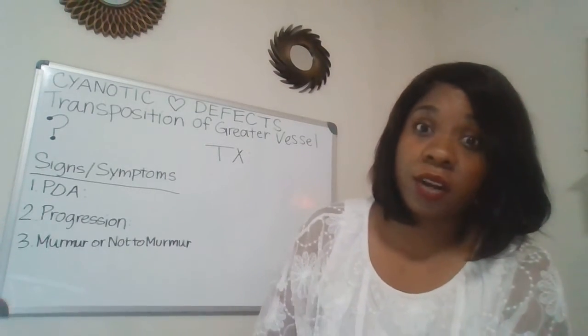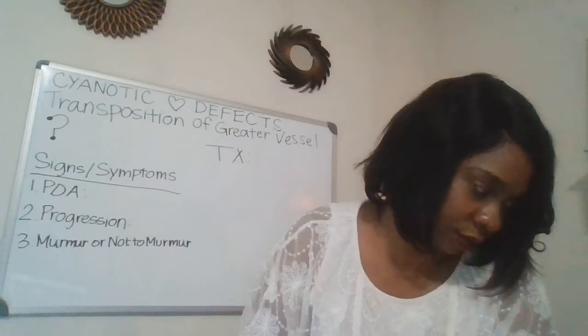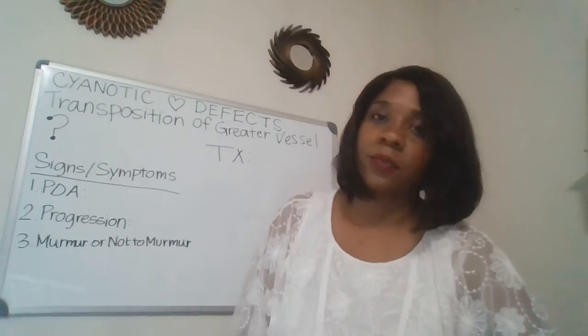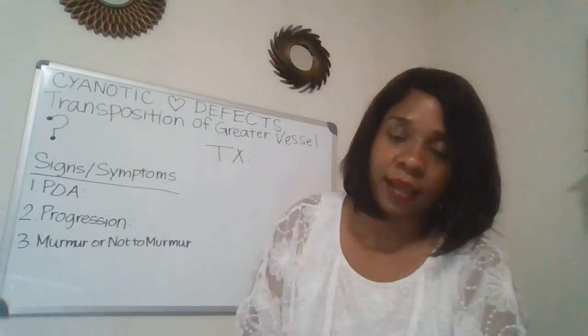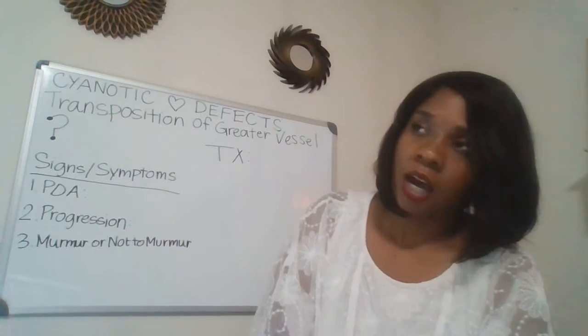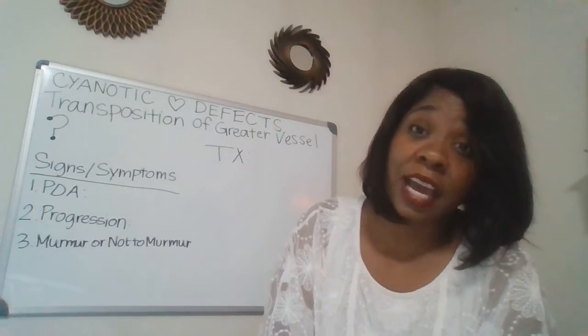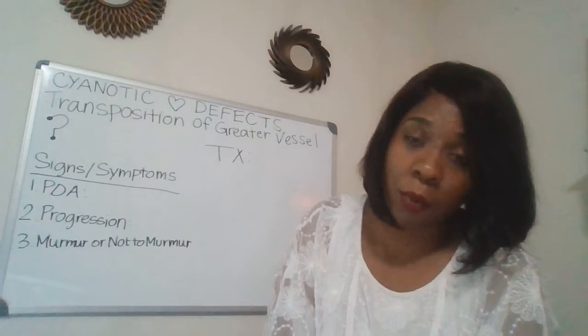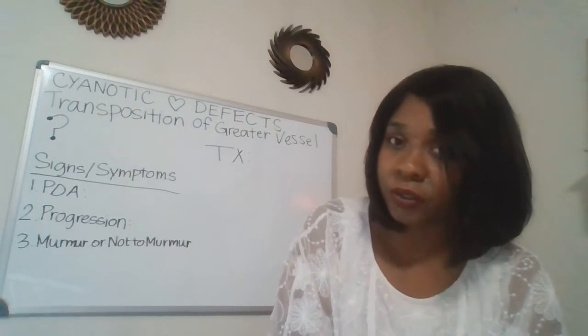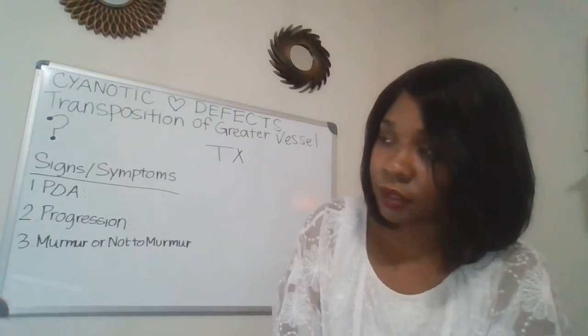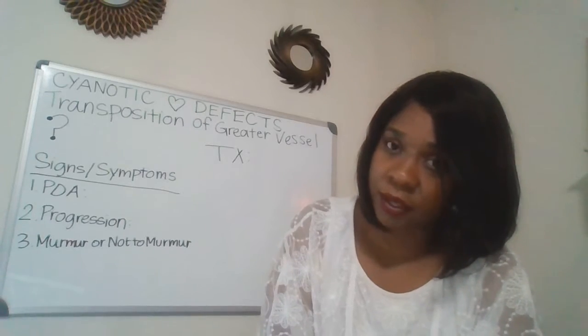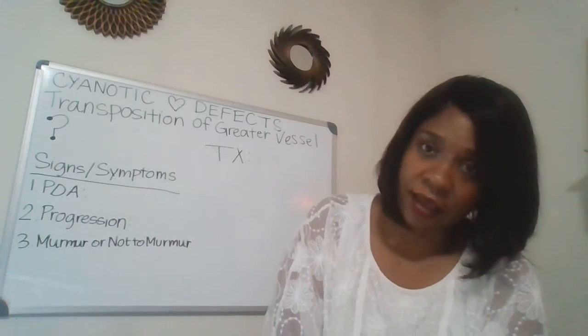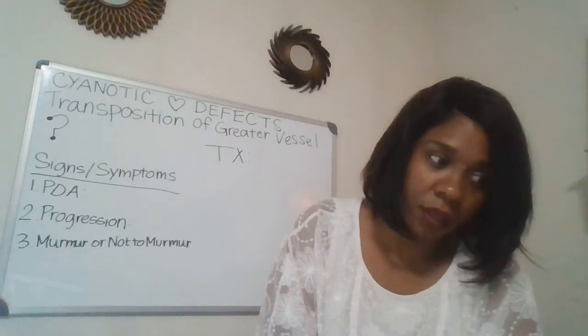Okay, in this video we're going to talk about transposition of the great vessels. It is exactly what it says: your great vessels have switched. What's actually going on is that your left ventricle is connected to your pulmonary artery and your right ventricle is connected to your aorta. The only thing that's keeping the baby alive at this moment is that PDA.